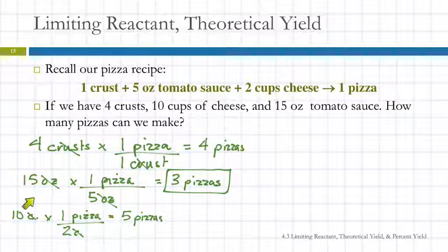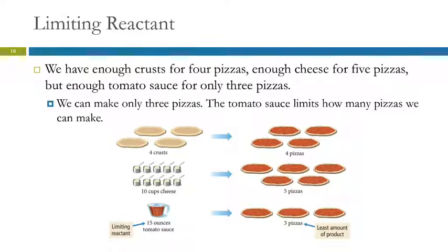So here we would say that the amount of sauce is limiting our production, right? It limits the number of pizzas. If we had more sauce, we could make more pizzas. So here it is in pictures. 4 crusts would make 4 pizzas. This amount of cheese would make 5, but the sauce will only allow us to make 3 pizzas. So we call this the limiting reactant. It is the reactant that gets completely used up.